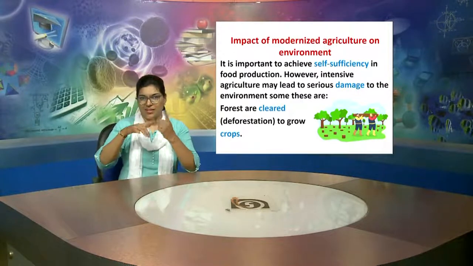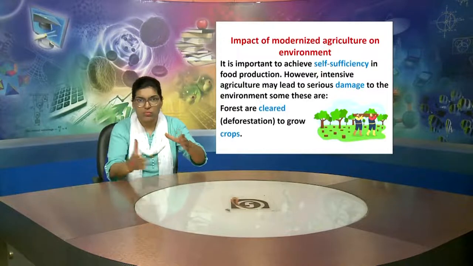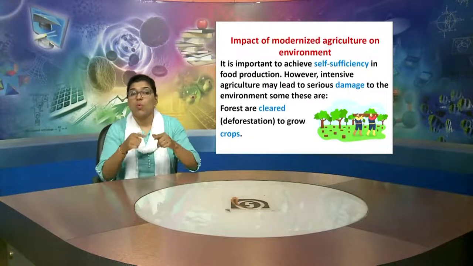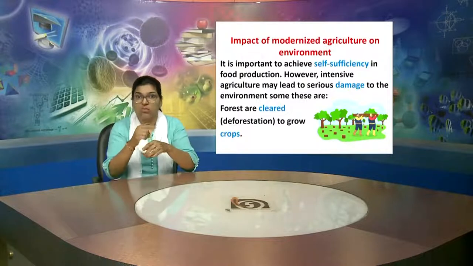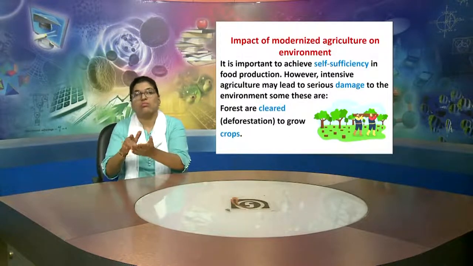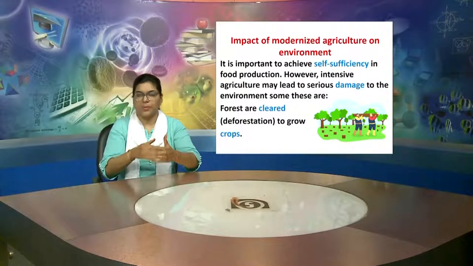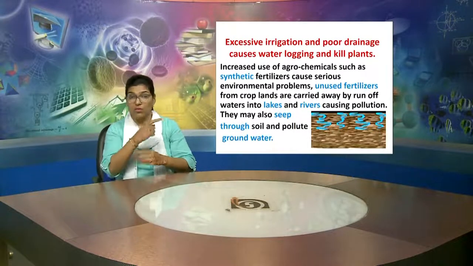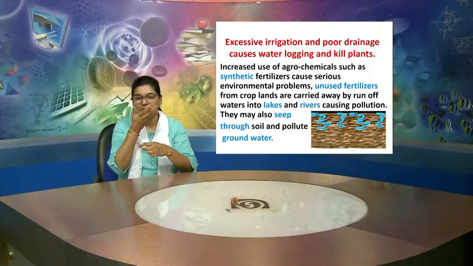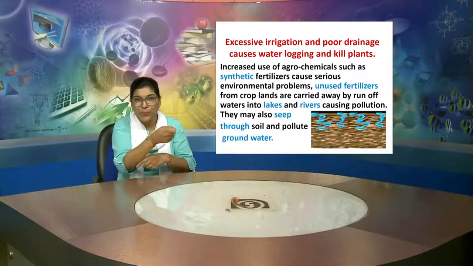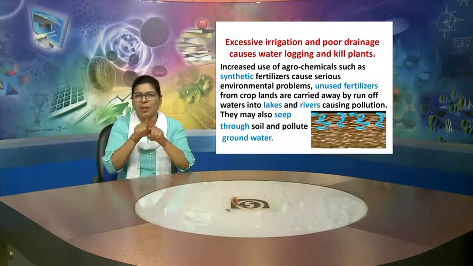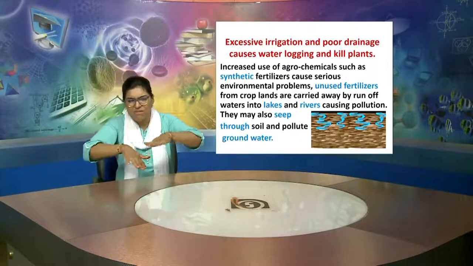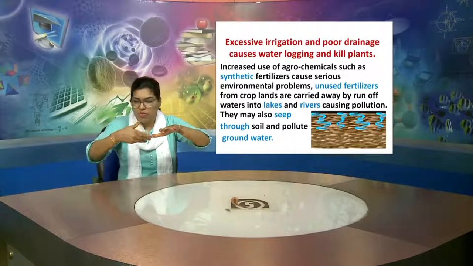We were discussing the impact of modernized agriculture on the environment. We talked about the importance of self-sufficiency in food production, and we also understood that intensive agriculture leads to serious damage to the environment. Now this point talks about excessive irrigation and poor drainage causing water logging, which leads to the killing of plants and aquatic animals.